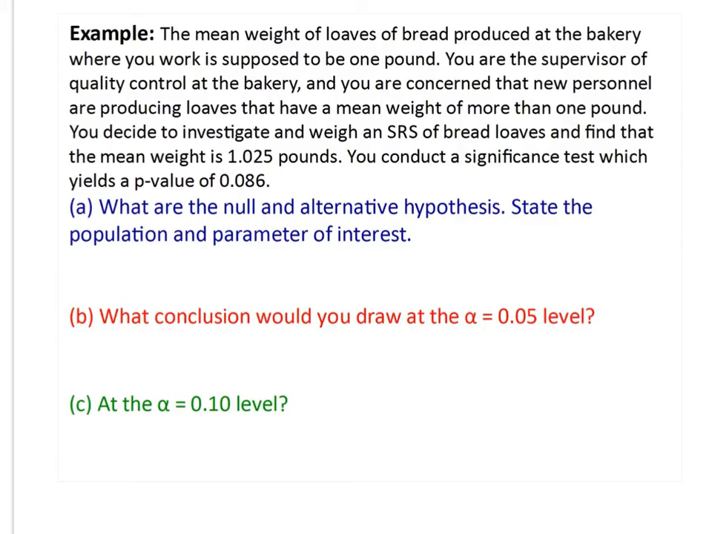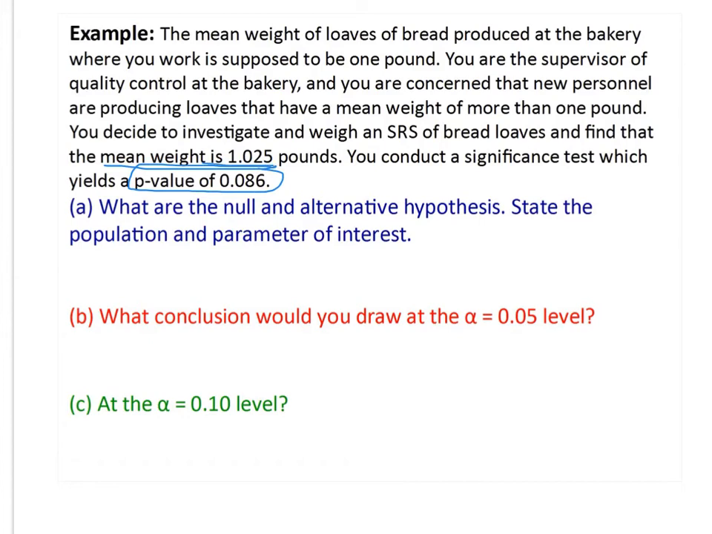So here's a quick example. It says the mean weight of loaves of bread produced at the bakery where you work is supposed to be 1 pound. If you watched the previous video, this is a similar example. You are the supervisor of quality control at the bakery, and you are concerned that the new personnel are producing loaves that have a mean weight of more than 1 pound. You decide to investigate and weigh a random sample of bread loaves and find the mean weight to be 1.025. You conduct a significance test, which yields a p-value of 0.086.